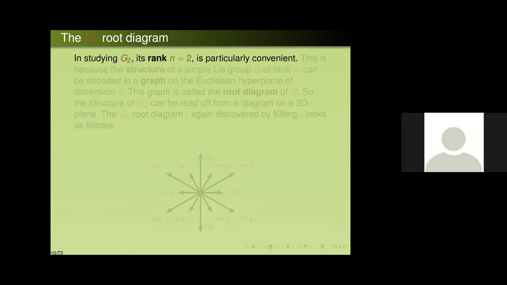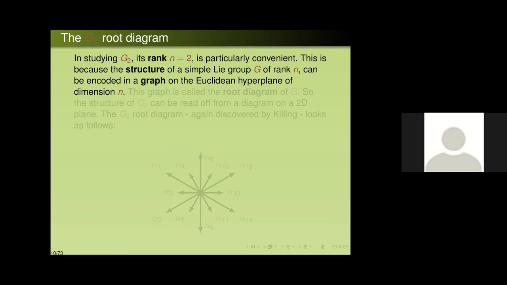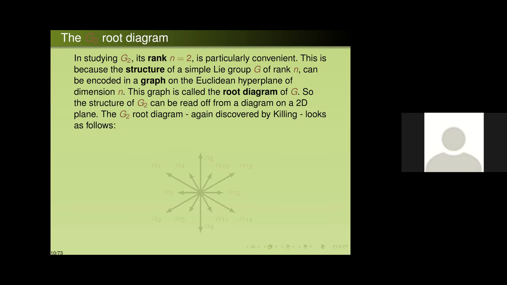This is because the structure of a simple Lie group G of rank n can be encoded in a graph on the Euclidean hyperplane of dimension n. So since here n is equal to 2, this graph is called the root diagram of G. So here for G2, the rank is equal to 2, so the structure of the Lie group G2 can be viewed on a planar graph.